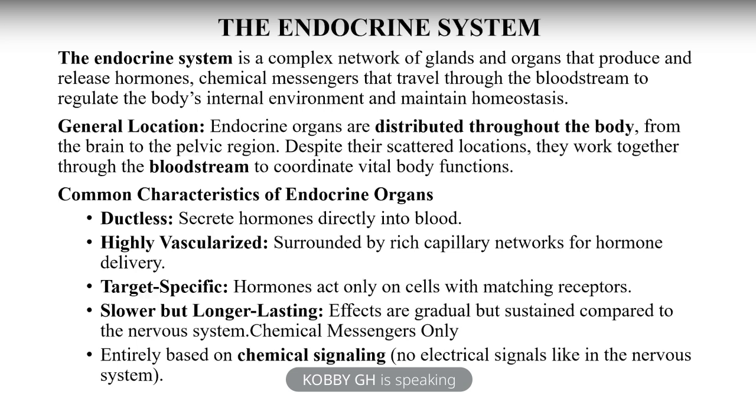So in terms of the general location, unlike other systems, for example the central nervous system, which is at the central part of your body, within the skull and the vertebral column, endocrine organs are distributed throughout the body, from the brain to the pelvic region. Now let's look at the common characteristics of endocrine organs.